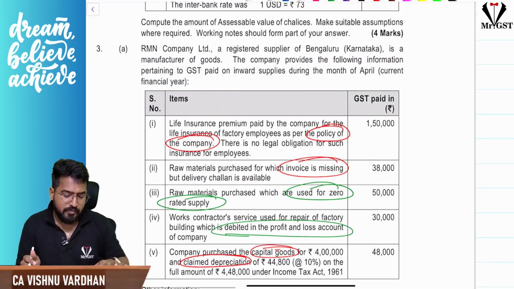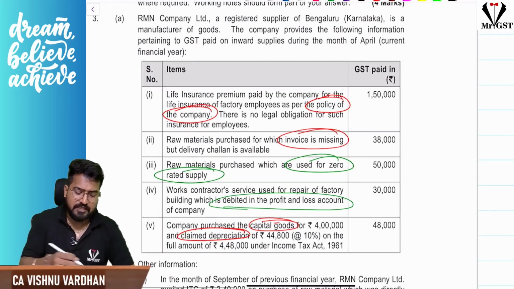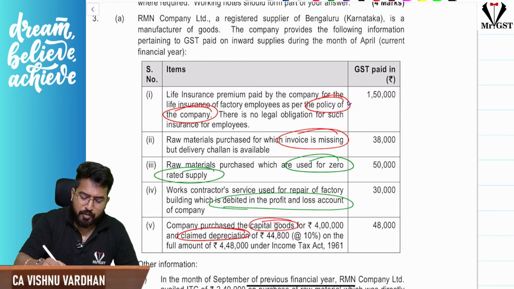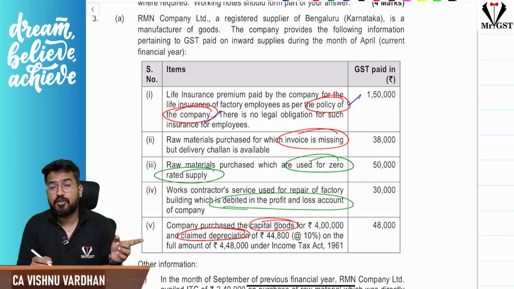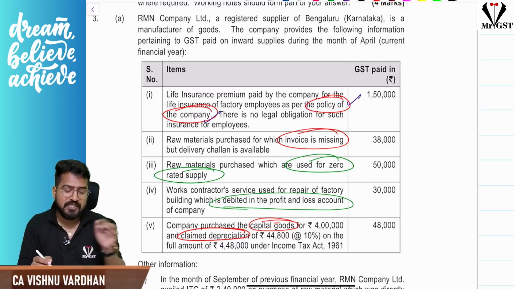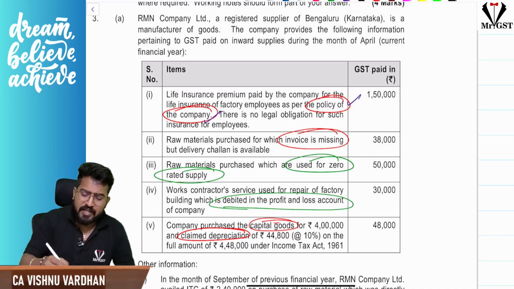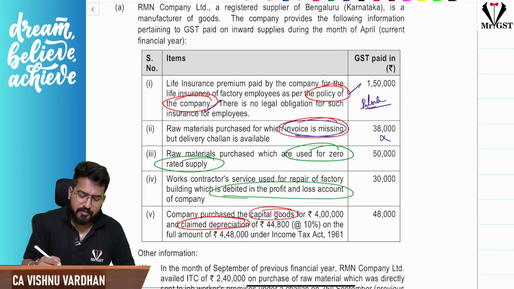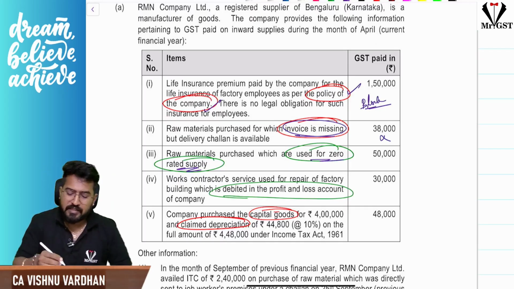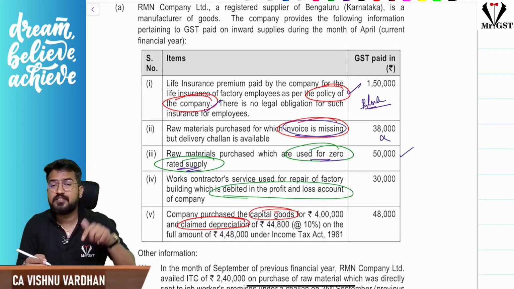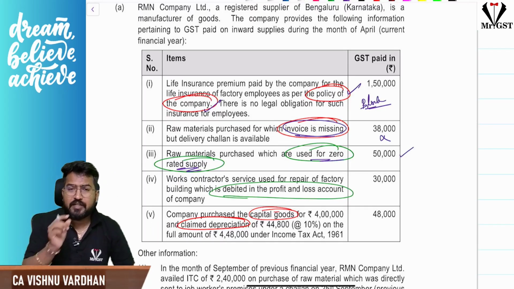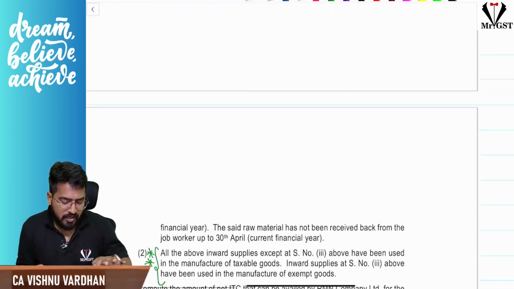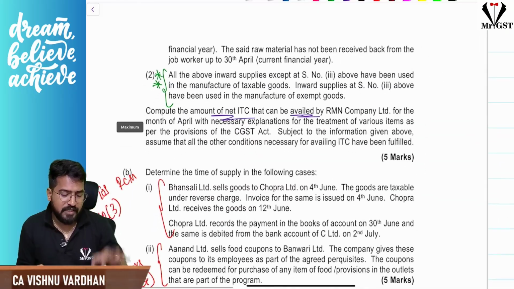Okay. Now please understand, they have given various purchases. Life insurance premium policy of the company taken on the employees in the name of employees, because it is the company's internal policy, that we don't care. So it is automatically blocked. Next, raw materials purchased, invoice is missing, blocked. Used for zero rated supply. Yes, obviously you can take ITC. Purchases used for zero rated supply. One twist here in this question, one interesting point, actually, a very important adjustment.